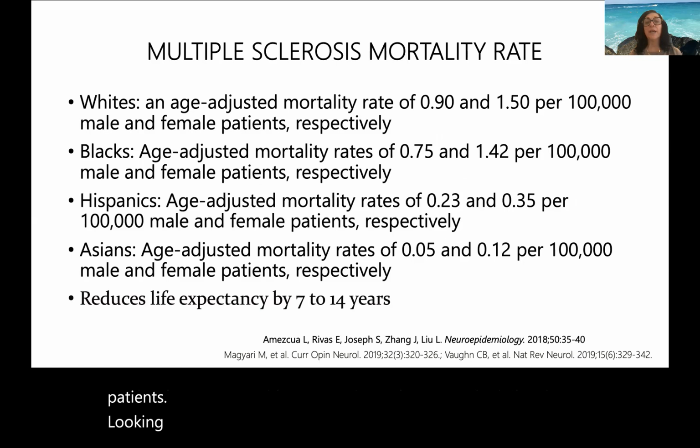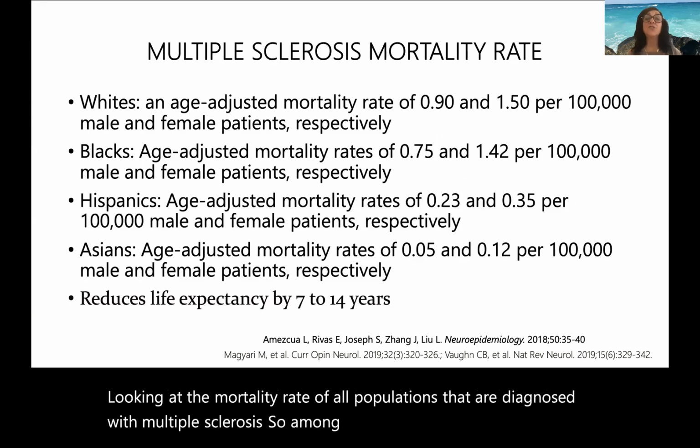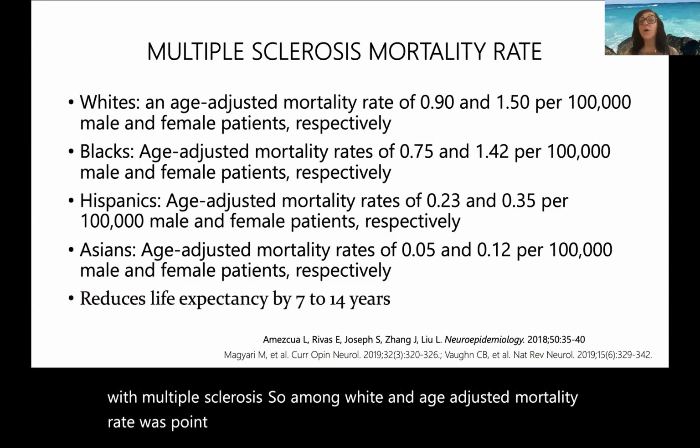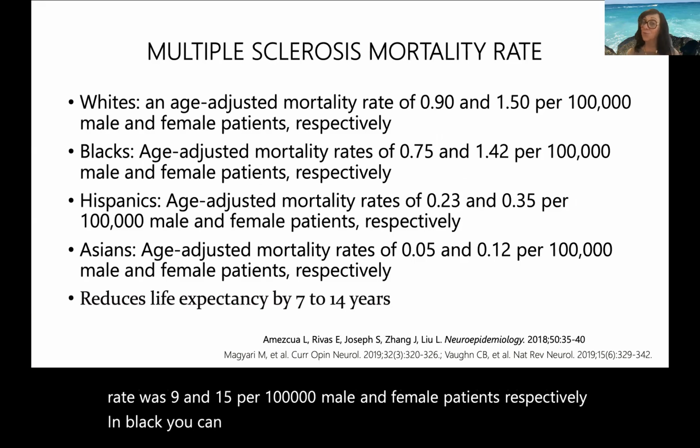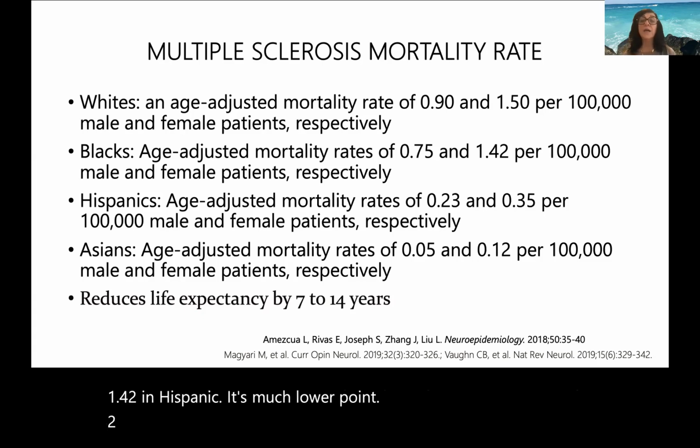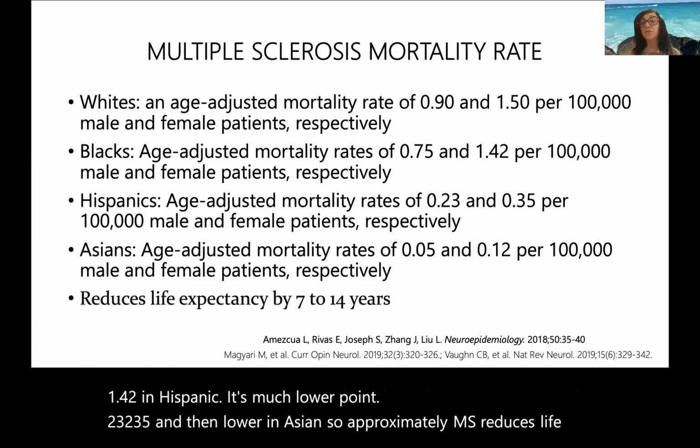Looking at the mortality rate of all populations that are diagnosed with multiple sclerosis, among whites, the age-adjusted mortality rate was 0.9 and 1.5 per 100,000 in male and female patients, respectively. In Blacks, you can see it's pretty similar to whites, 0.75 and 1.42. In Hispanics, it's much lower, 0.23 to 0.35, and then lower in Asians. So approximately, MS reduces life expectancy by about 7 to 14 years.